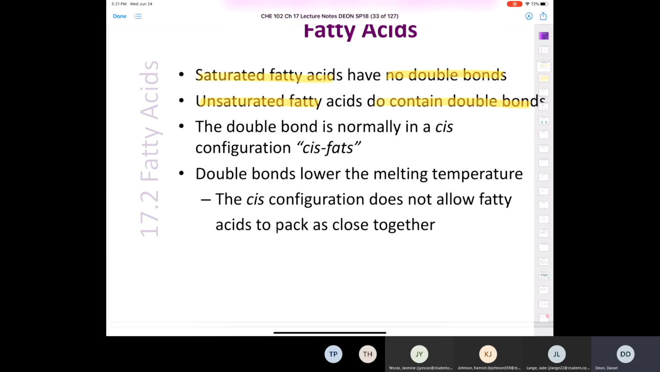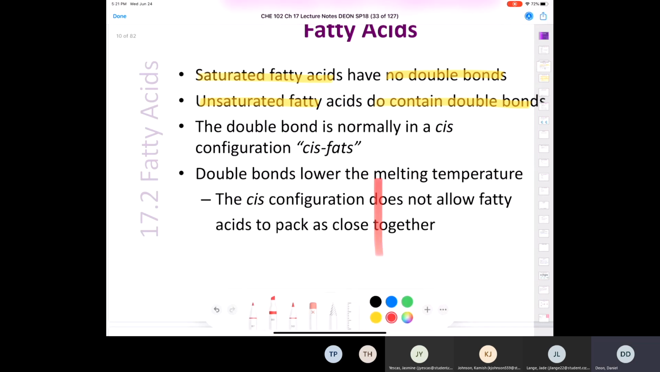Yeah, so it says here the double bond is actually normally in the cis configuration. So virtually all natural unsaturated fats are cis fats, okay? And we'll talk about the trans fats in a little bit, but let's talk about what the effect is of the double bonds, okay? So if we think about the ability of molecules to pack together to maximize their London forces, it says here that the double bonds lower the melting temperature because the cis configuration does not allow fatty acids to pack as close together. Well, that seems reasonable to me.